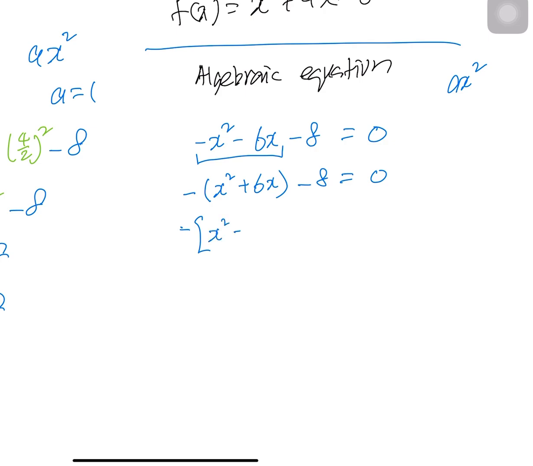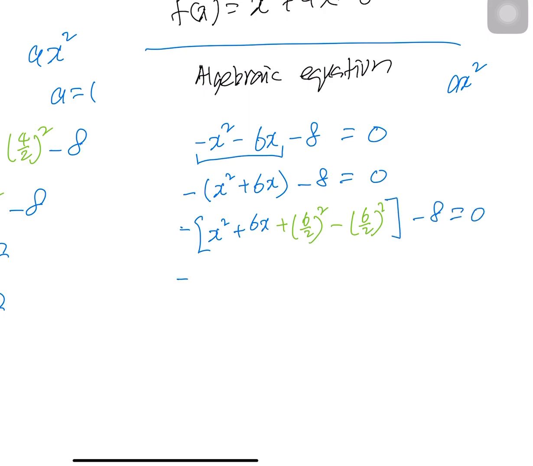So it's x squared plus 6x. So what should I do? I should always add 6 over 2. If I add this, I must subtract exactly the same thing. Okay, so this is how we do completing the square.